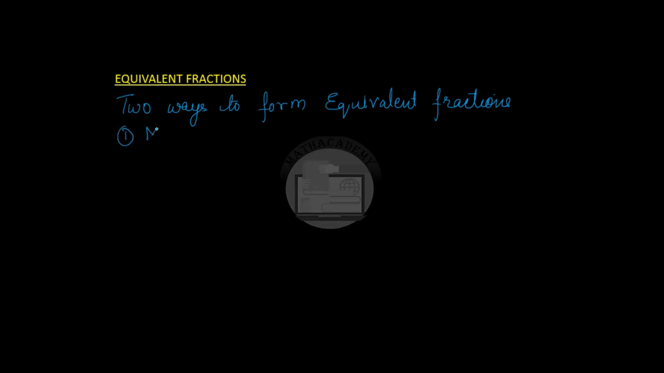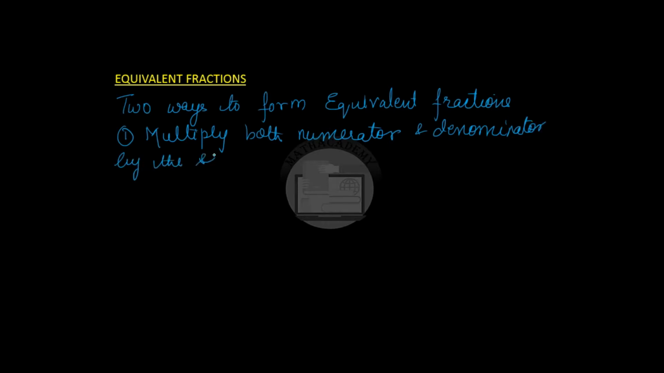Now, how do we form equivalent fractions? So there are 2 ways to form equivalent fractions. The first way is to multiply both numerator and denominator by the same number. Let us see what it means.